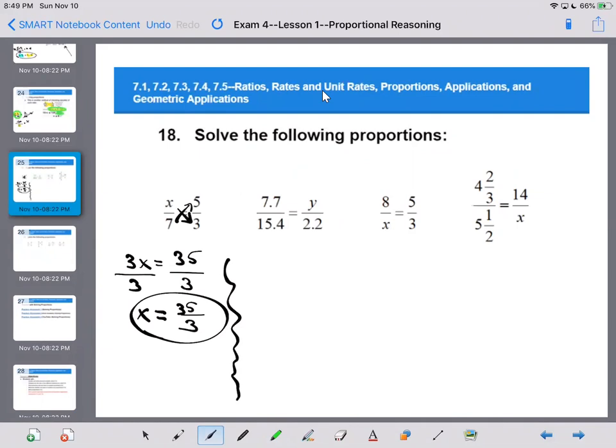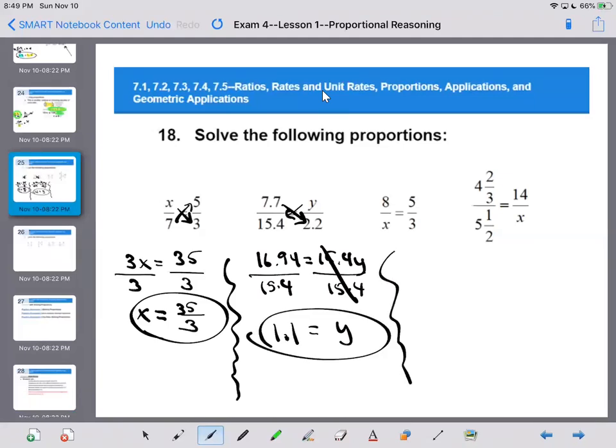Here, we're going to multiply 7 and 7 tenths by 2 and 2 tenths, and that's going to give me 16 and 94 hundredths. And then if I take y and multiply it by 15 and 4 tenths, that's what I get. Now I'm going to divide both sides by 15 and 4 tenths. That's going to go to y, and 16 and 94 hundredths divided by 15 and 4 tenths would be 1 and 1 tenth.